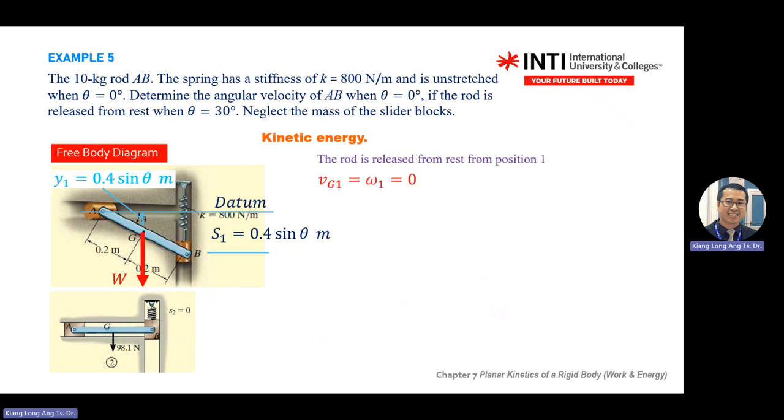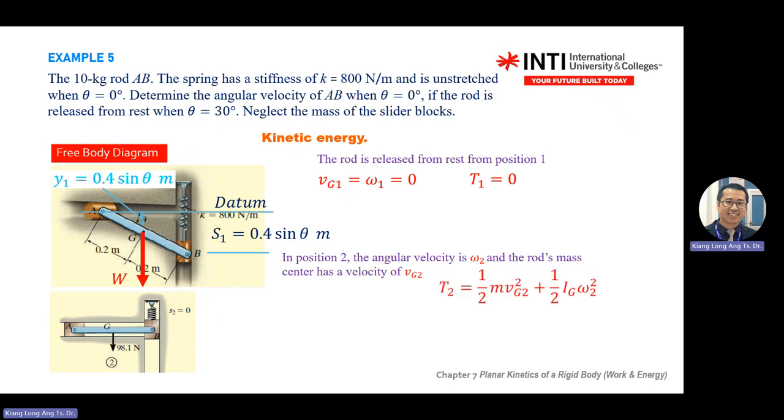Kinetic energy. It is released from rest, so V equals omega r. Okay, V equals omega r, so the rest is 0. I think in my formula here, I missed out the r. So at position 2, the angular velocity is omega 2. It will move anticlockwise. And the center of mass velocity will be Vg. I should show you a V2 over here. There's a V2 here. So the kinetic energy after will be half m Vg squared plus I G omega squared, this equation. You use this equation for the rod. Okay, you substitute the values.